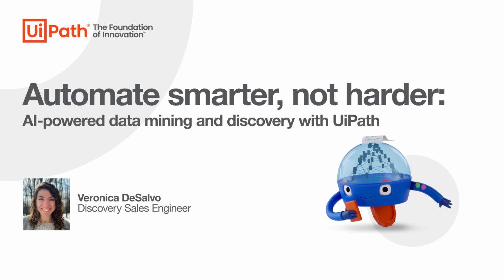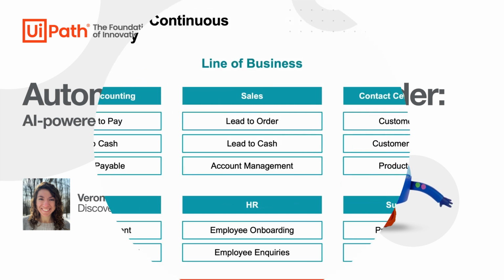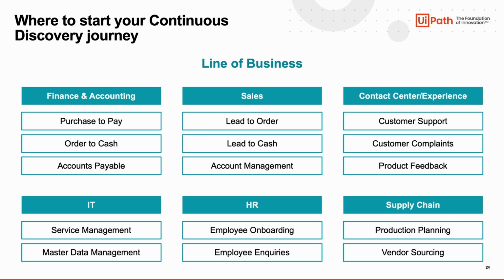In this video, we'll see how to automate smarter, not harder, by using AI-powered data mining and discovery with UiPath. Which process should we start with? A great place for businesses to start is order to cash. Who doesn't want to delight customers and realize revenue faster by optimizing this process?